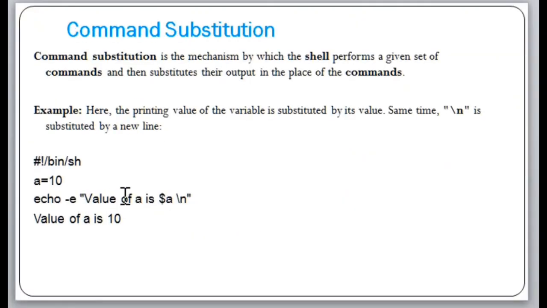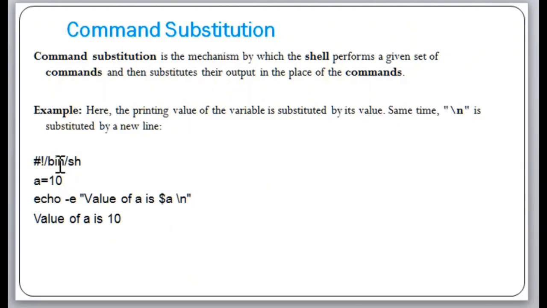All right, moving along. Next we have command substitution. Command substitution is the mechanism by which the shell performs a given set of commands and then substitutes their output in place of the commands. So here's an example. The printing value of the variable is substituted by its value, and at the same time the \n character is substituted by a new line.